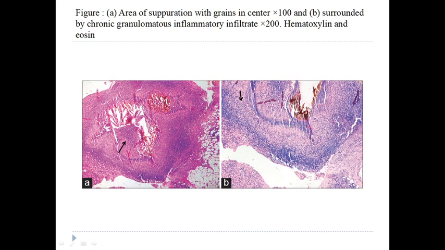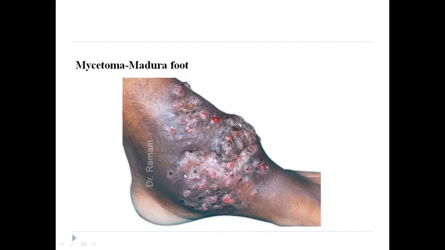Center is the brownish part, which is the grain of the causative agent, and the surrounding is chronic inflammatory infiltrate in HE staining. Then this is a typical picture of Madura foot, that is mycetoma of foot. We can notice that there is tumefication, a large tumor-like lesion, then multiple pus-discharging sinuses with discharge of serosanguinous fluid or pus, and when we collect this pus, we can demonstrate the grains.